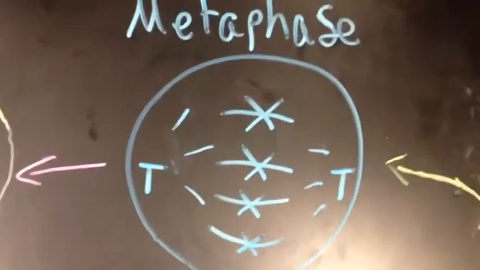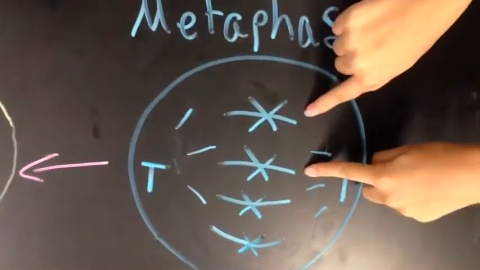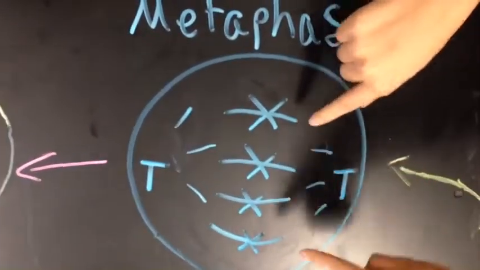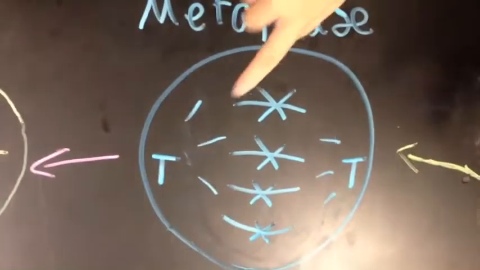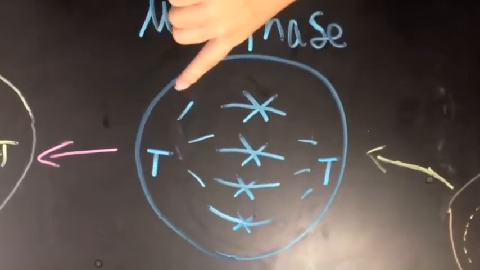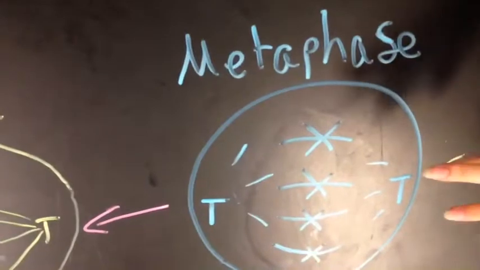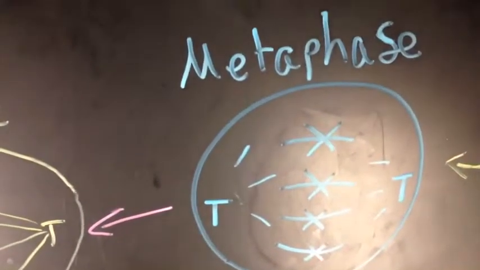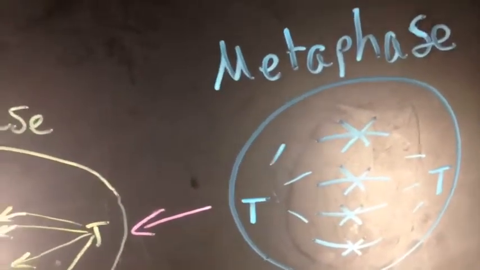Then, in metaphase, the spindle fibers attach to the centromere of each chromosome, and the centrioles start to move to opposite sides of the cell. Oh, and they line the chromosomes along the cell equator.